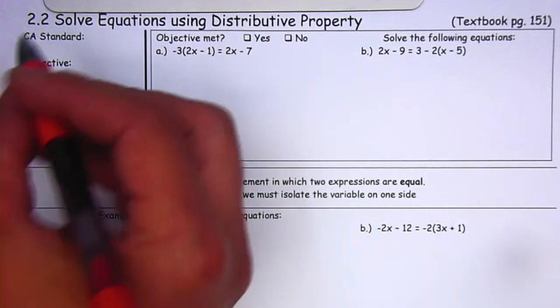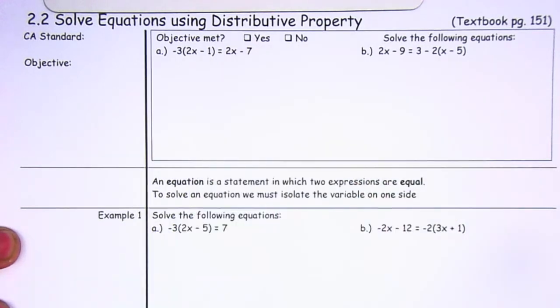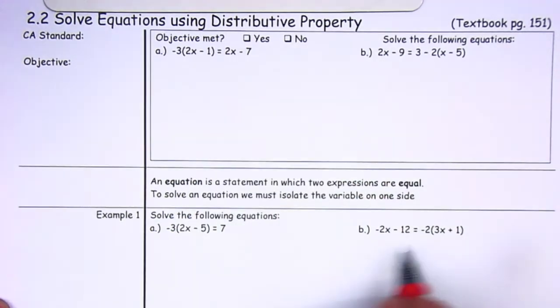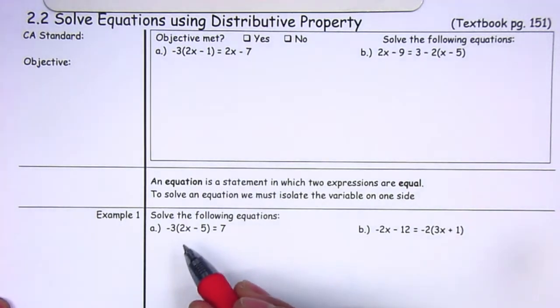Today we are covering 2.2, solve equations using distributive property. If you notice on the equations that we have today, we have parentheses on one side or the other. Sometimes we'll have it on both. And in order to be able to simplify, we're going to have to use the distributive property to get rid of the parentheses first, and then we're going to solve it like we saw in the last section.